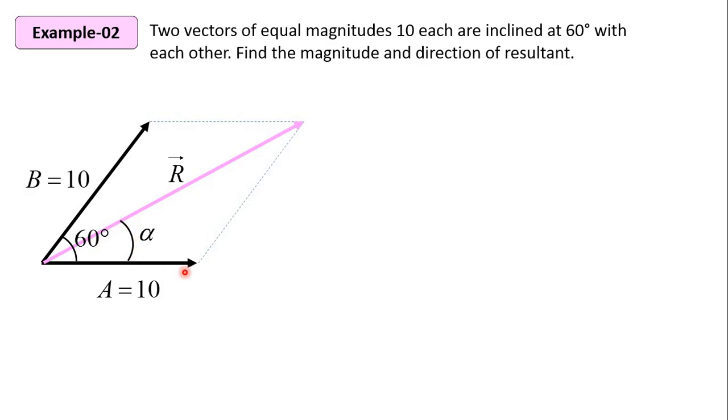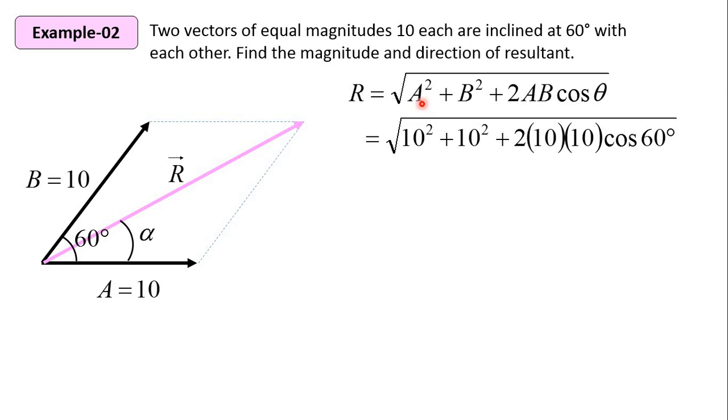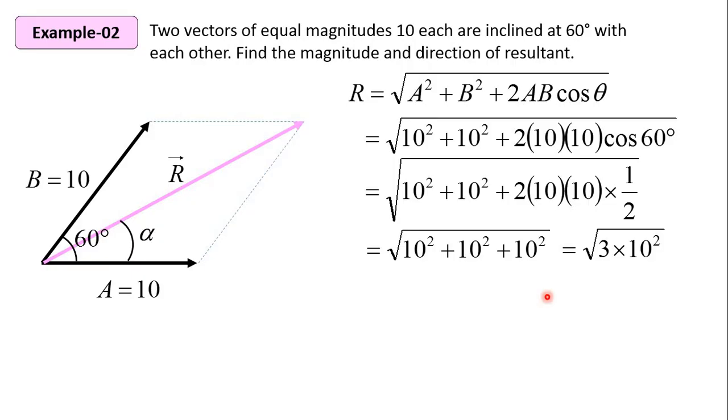Once again, using the same two formulae. The first formula: the resultant R magnitude is root of A square plus B square plus 2AB cos theta. Substituting the values, A is equal to 10, B is equal to 10, and theta is 60 degrees. The value of cos 60 is 1 by 2. Then this 2 will get cancelled with this 2, and 10 into 10 is 10 square. So we get root of 10 square plus 10 square plus 10 square, which is 3 times 10 square. Taking the square root, we get 10 root 3. So the magnitude, or the length, of this resultant vector is 10 root 3.